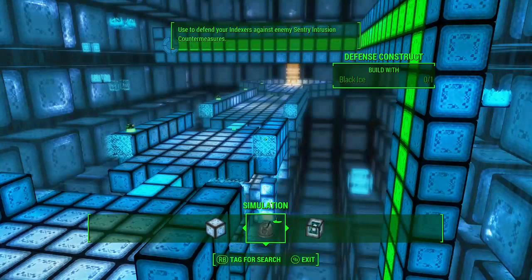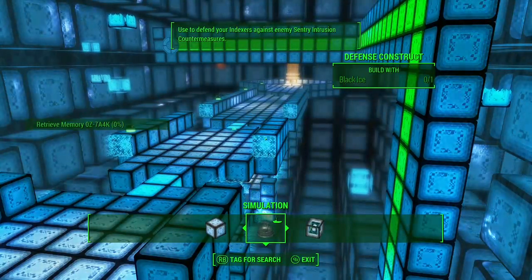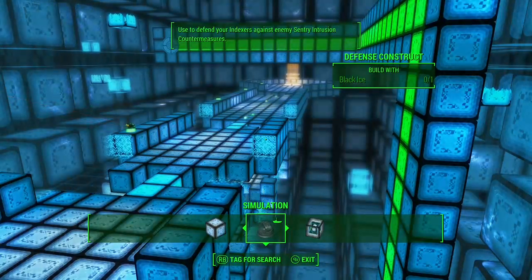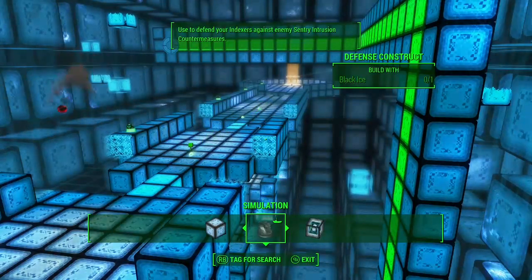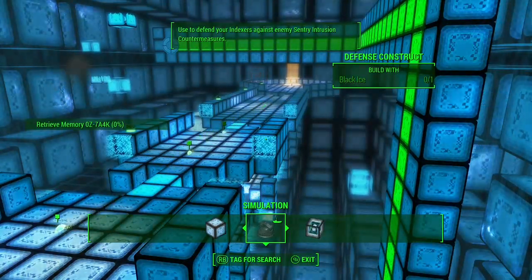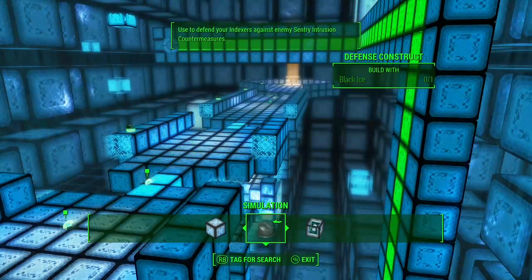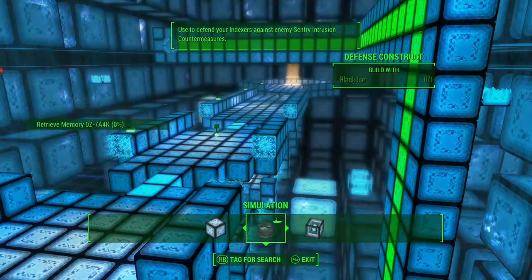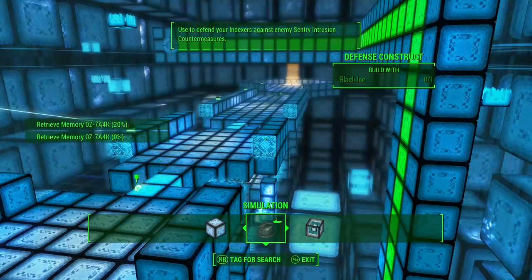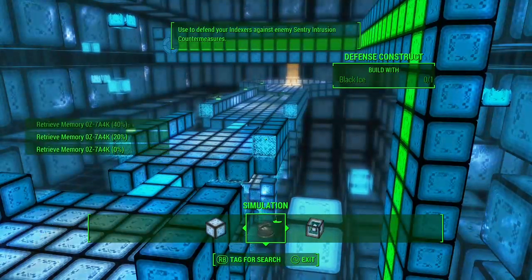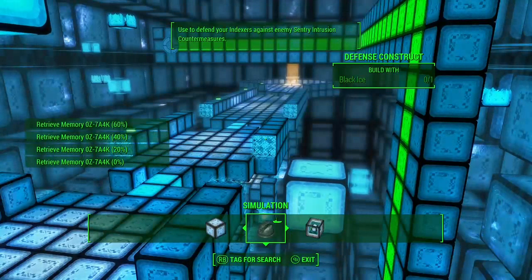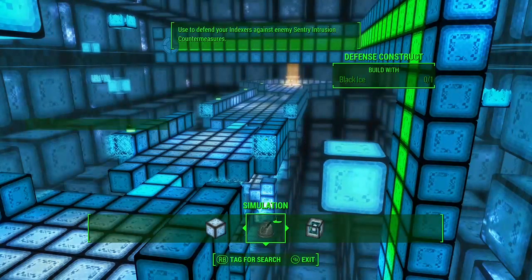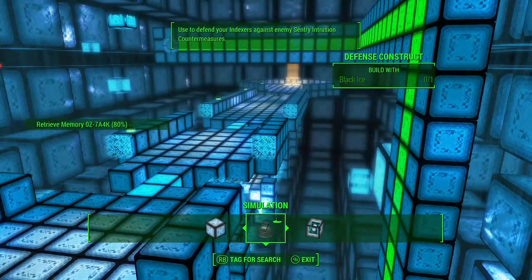Sentry initiating erasure of intrusive indexer. Beginning attrition of intrusive program. Memory retrieval now at 60%. Another data block retrieved. One more to go.